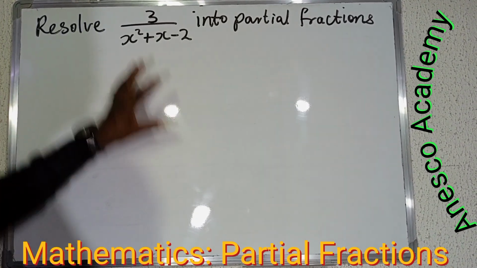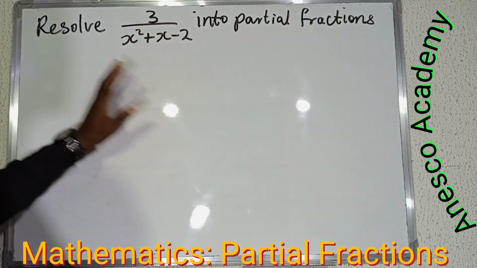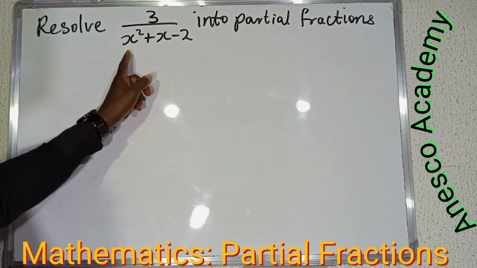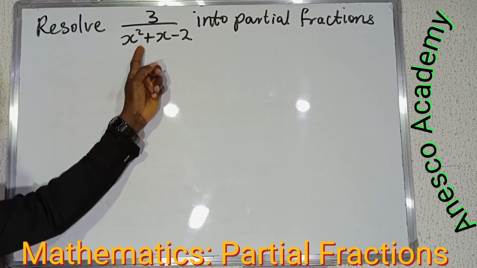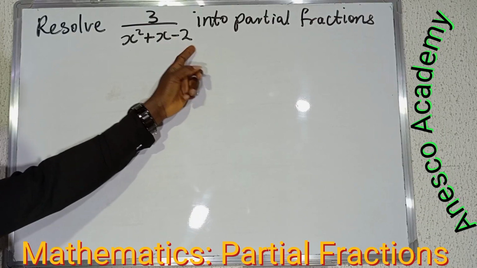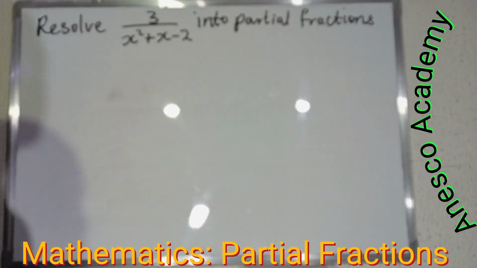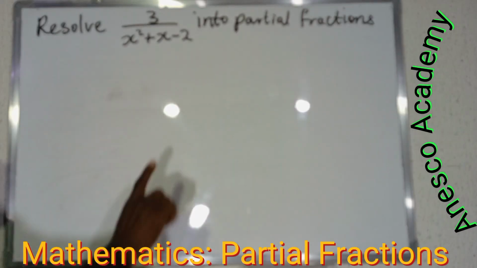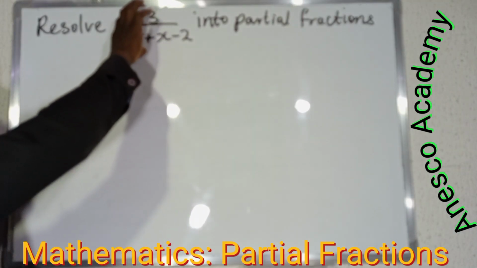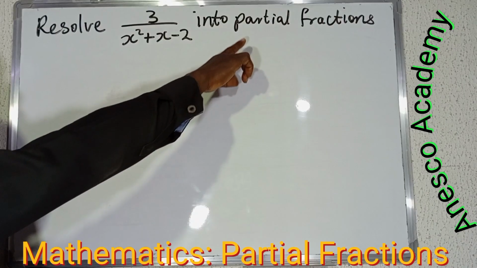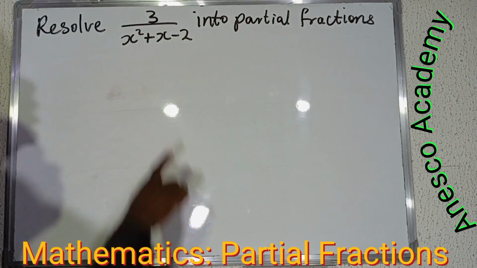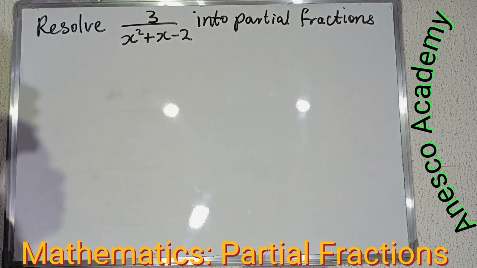Hello everyone. Let's solve this question. The question says we should resolve 3 over x squared plus x minus 2 into partial fractions. Whenever you want to resolve any polynomial into partial fractions, the first thing you do is to factorize the denominator.